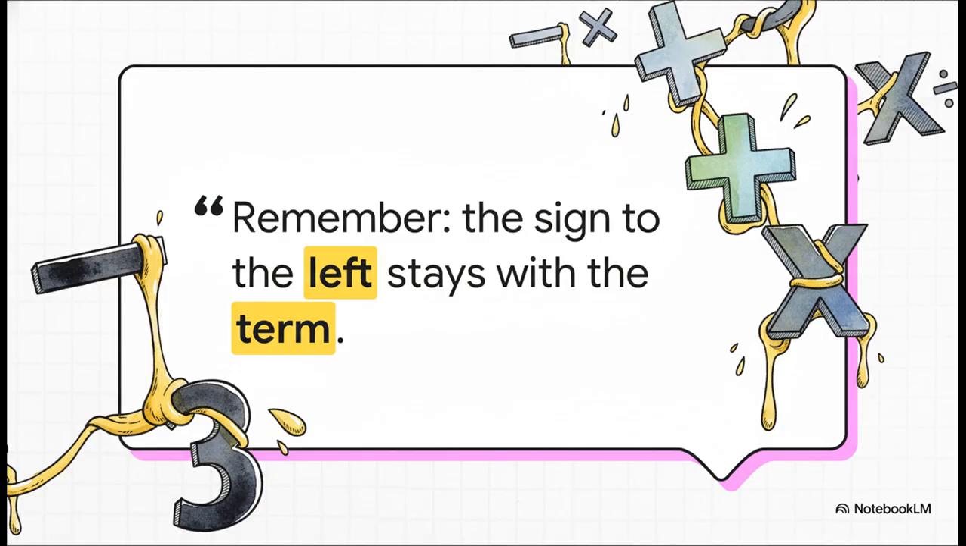Just like we saw in that tricky problem, people forget about that little negative sign. They do the first step and it just vanishes. You have to burn this into your brain. The sign to the left of a term stays with that term. It's part of its identity. It's stuck to it like superglue.